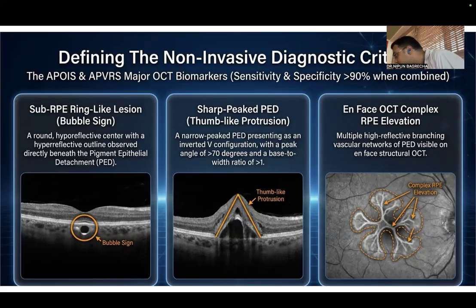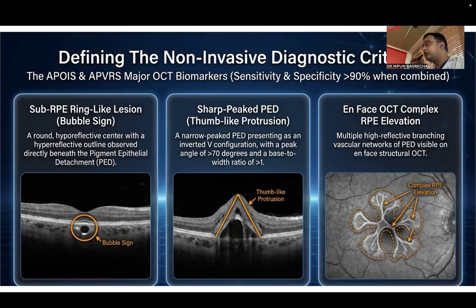And do you know, out of the anti-VEGFs available, are there any studies which reveal which type of anti-VEGF is the best for CSR? Is there any study available?